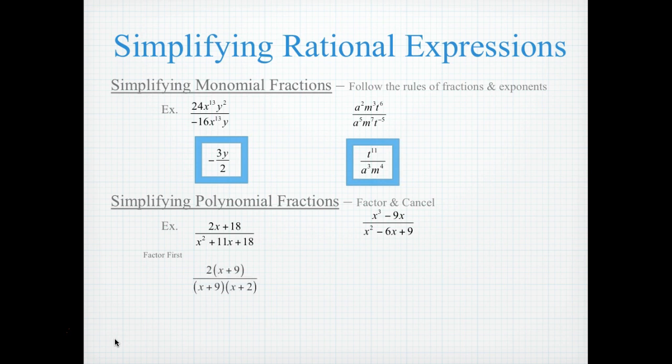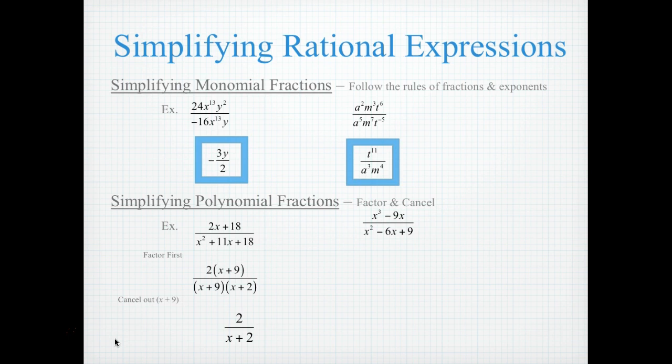Factoring the numerator gives us 2 times the quantity of x plus 9, and factoring the denominator gives us the quantity of x plus 9 times x plus 2. Now we can see x plus 9 is the greatest common factor. We cancel that out, and that leaves us with 2 over the quantity of x plus 2.